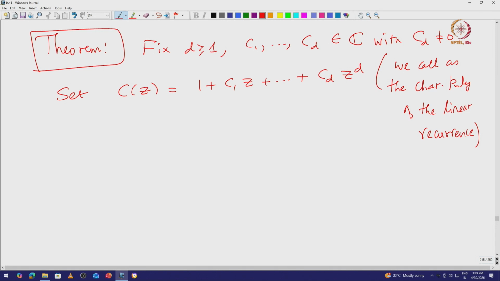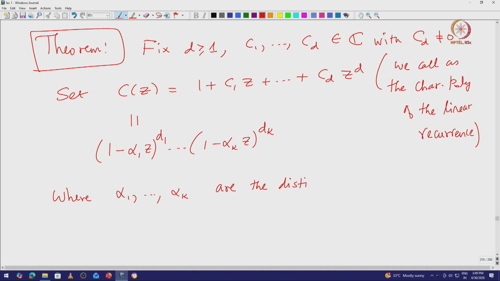So, note that one can rewrite this C of z as 1 minus alpha 1 z power d 1 times etc. 1 minus alpha k z power d k, where this alpha 1 etc. alpha k are the distinct roots of the reflected polynomial CR of z. They are distinct, because we counted here with multiplicity. So, distinct roots of this reflected polynomial CR of z.